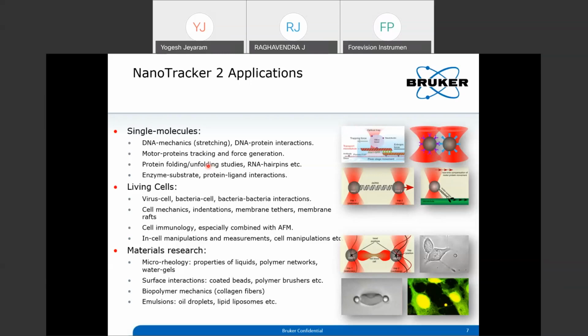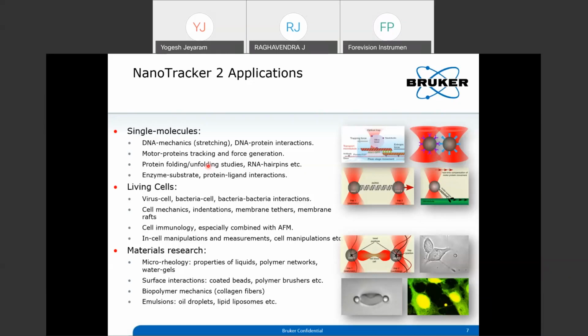Right? When it comes to living cells, there's plenty of things to study. So you can talk about virus-cell interaction, a bacteria-cell interaction, or a bacteria-bacteria interactions, right? That's studying interactions. Then you can study the cells itself. What are the mechanics, and how the membranes are moving, or how the cytoskeleton adhesion, or how it's stuck to the membranes. And also study immunology, right? So if you can study virus-cell interaction, you can also study how the cell immunology is there. And also you can do in-cell manipulations and measurements, right?